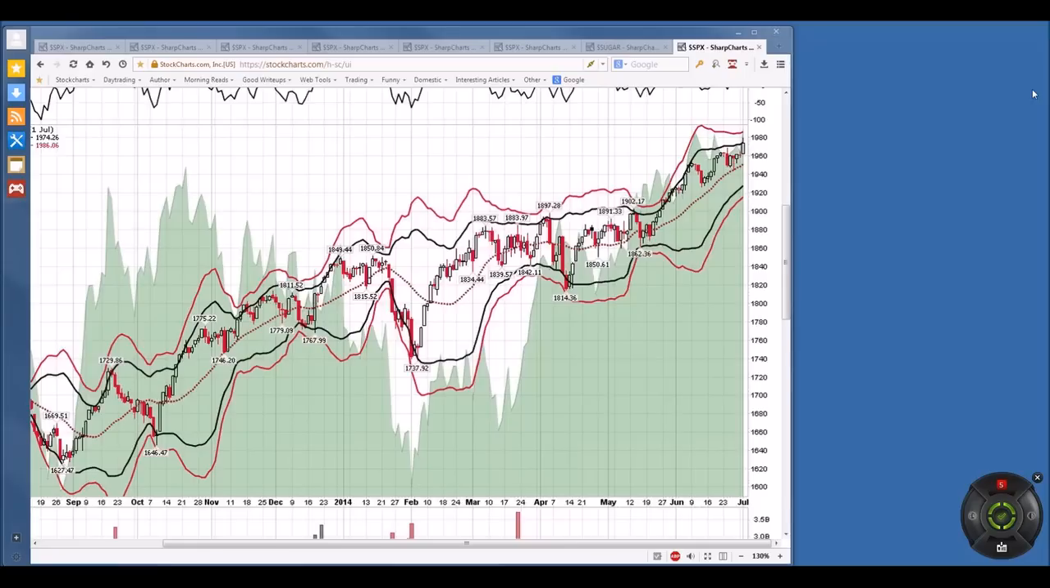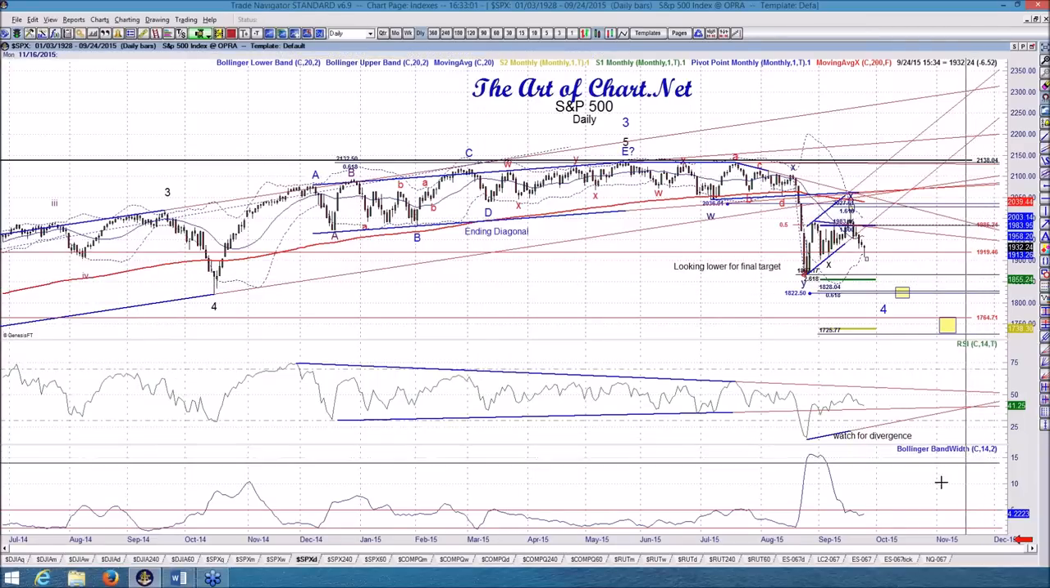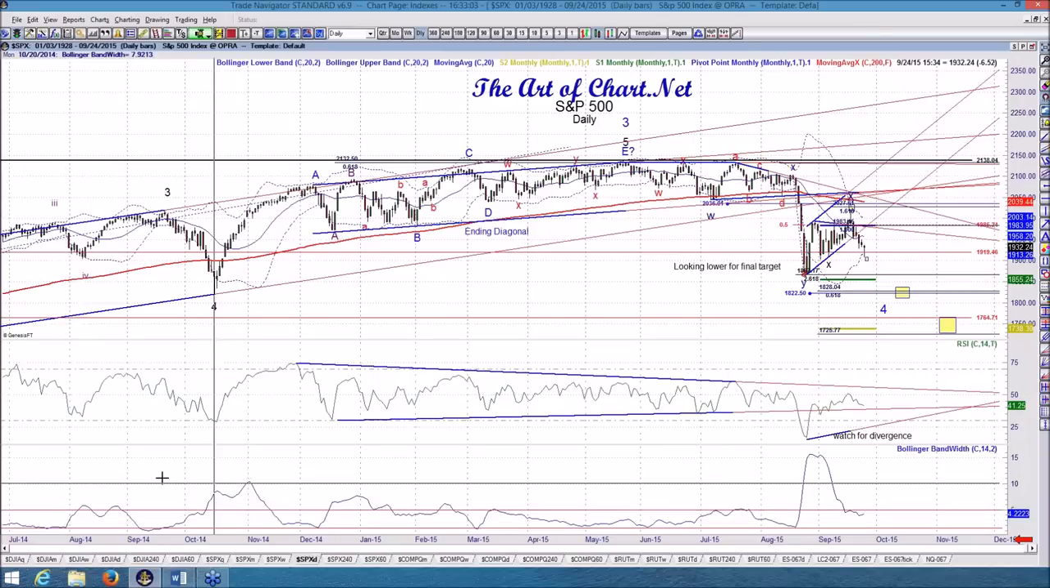Yeah, sure, go ahead. I have one thing to add, because I wanted to show an indicator that some people use, some people don't. But if you're going to use Bollinger Bands in your trading or in your technical analysis, you should be using band width. So what I have here on the bottom of the chart is band width.